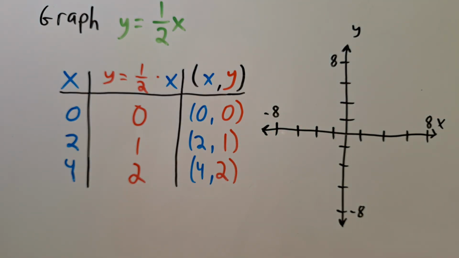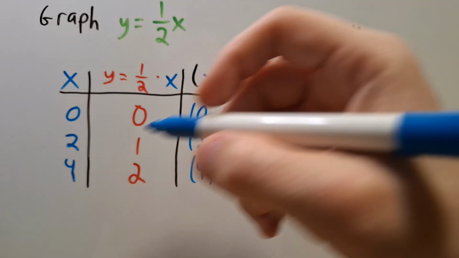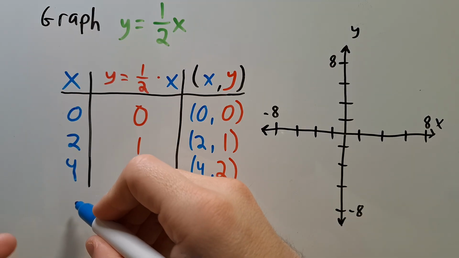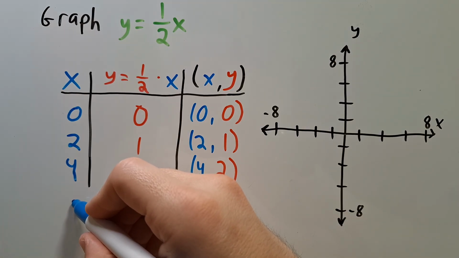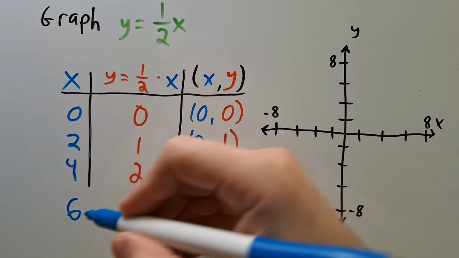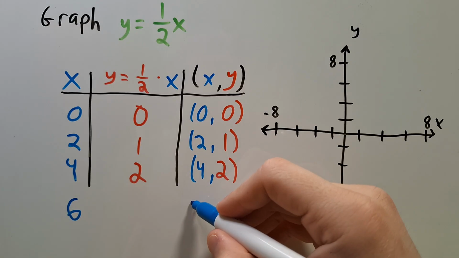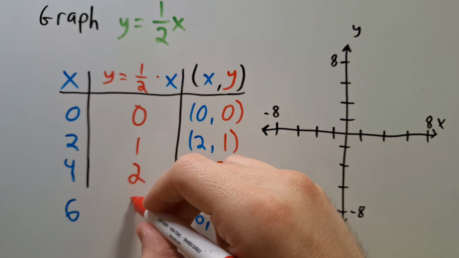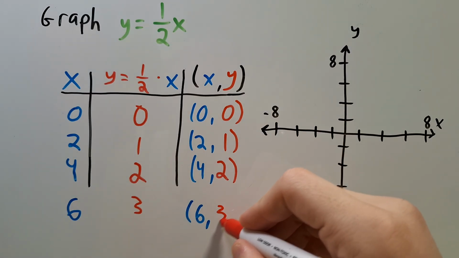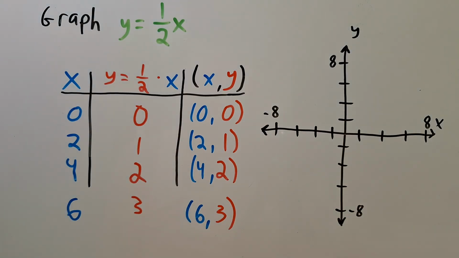Let's go ahead and knock out that fourth point. I'm going to keep going in the positive direction, so my next value I'm going to plug in will be 6. I can do 8, 10, or 12, but I'm going to just stay consistent with these values and do 6. So there is the first half. And then half of 6 is 3. We got our 4 points.